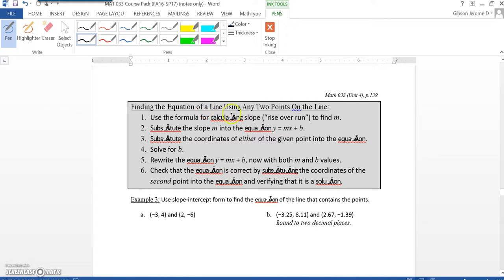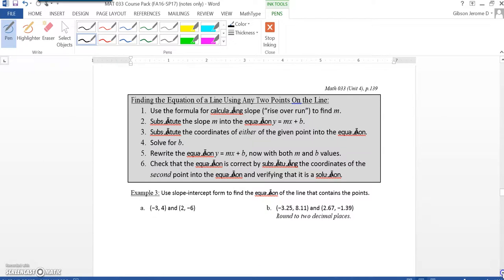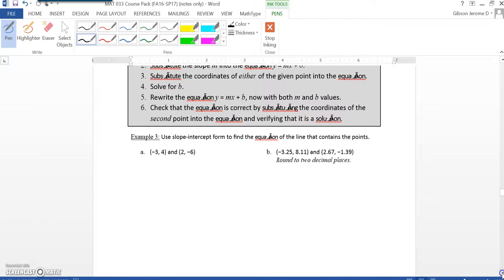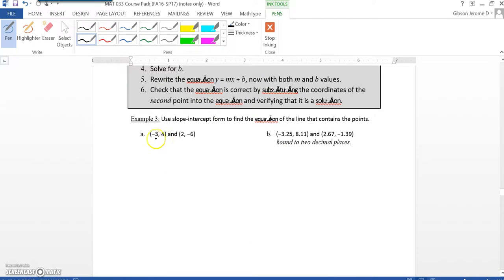Now it says find the equation of a line using any 2 points on the line. Now you can read this at your leisure, but basically you follow the same procedure we've been doing, but the only difference is we have to find the slope first. And once you find the slope, then you have to pick one of these 2 points to find out what the y-intercept is. So first let's find the slope.